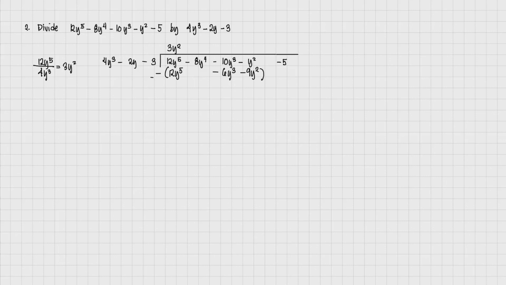Again, we're going to subtract this whole expression to our initial dividend. So, this one will cancel out. This one will be brought down. So, sulit natin. So, we have negative 8y4. And then, you have negative 10y raised to 3 minus negative 6. That's just negative 4y raised to 3. And then, negative y squared minus negative 9, negative 9y squared. That would be positive 8y squared. And then, let's bring down negative 5 here. So, habaan natin to.